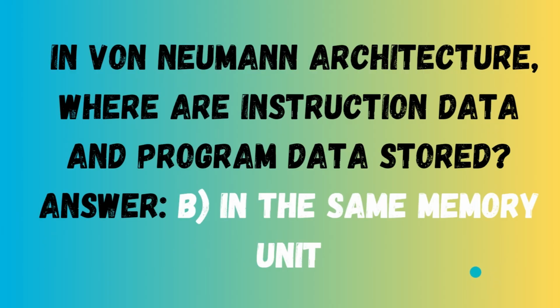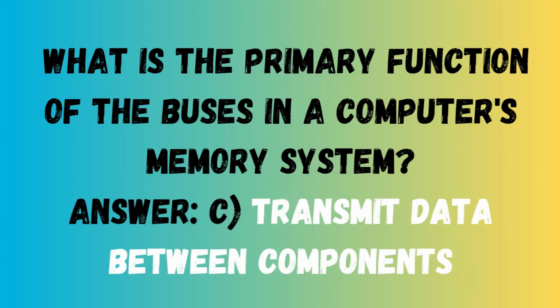In von Neumann architecture, where are instructions data and program data stored? In the same memory unit. What is the primary function of the buses in a computer's memory system? Correct answer is transmit data between components.